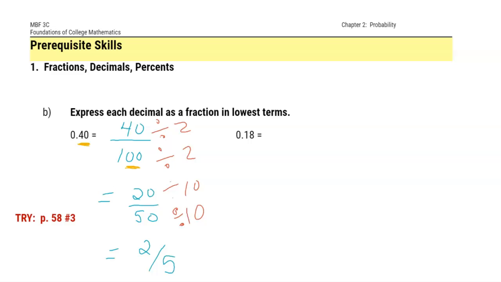All right, so let's take a look at the next example, and I'm going to encourage you to pause the video and then try this one on your own to see how you do.